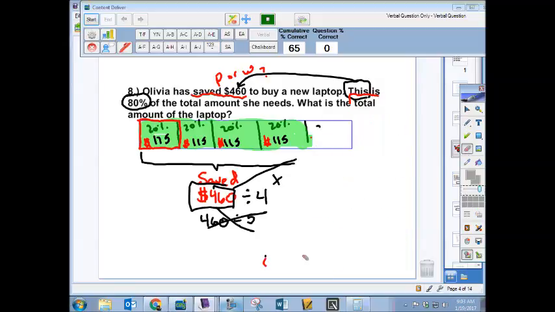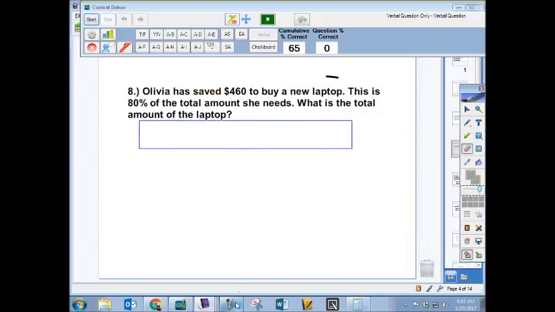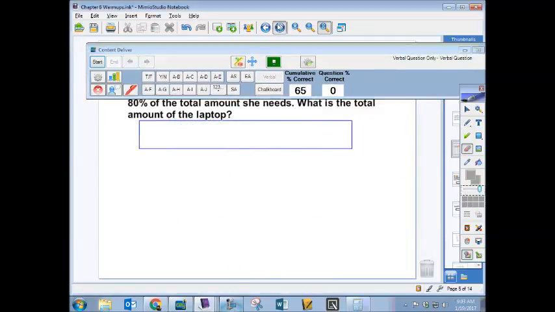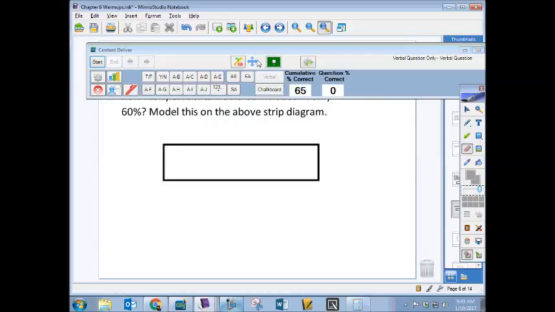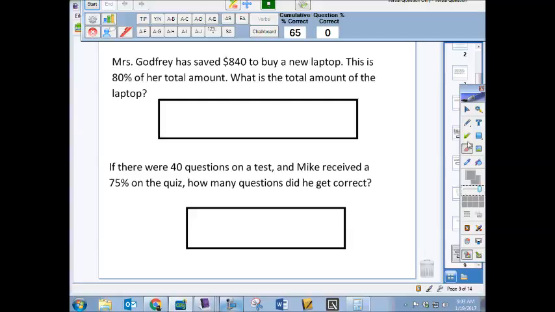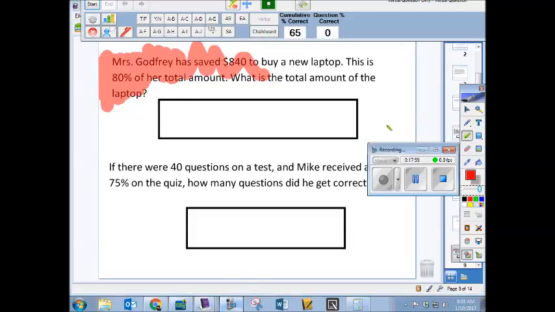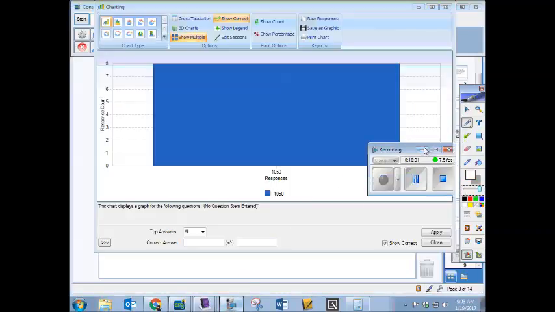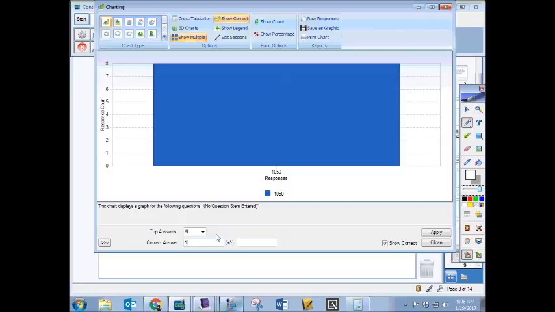Okay, let's try another. Hold on one second. I would like you all to try this one up here. This one, please. So everybody got it right. That makes me happy. 1,050. Very, very good. That's awesome.